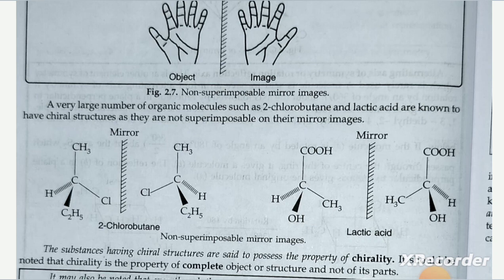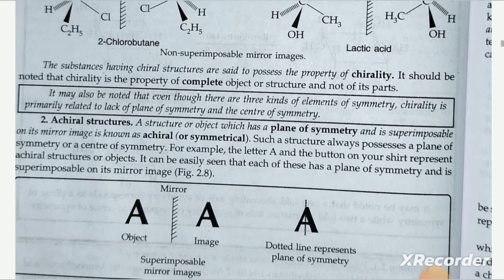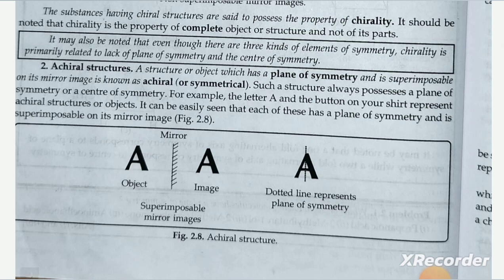The substances having chiral structure are said to possess the property of chirality. It should be noted that chirality is the property of the complete object or structure and not of its part. It may also be noted that even though there are three kinds of elements of symmetry, chirality is primarily related to lack of a plane of symmetry and the center of symmetry.